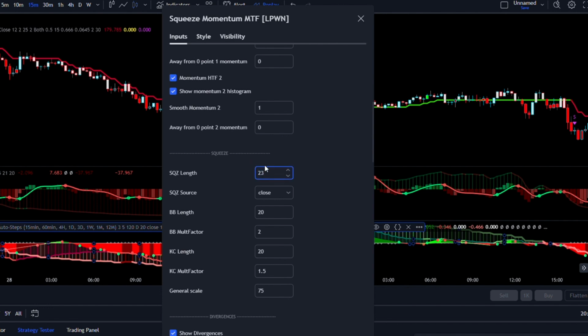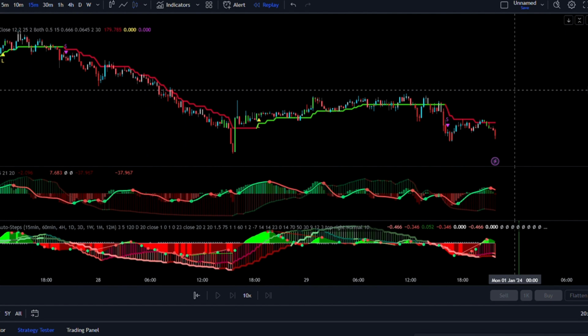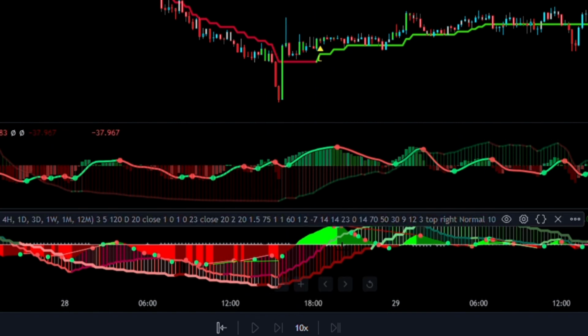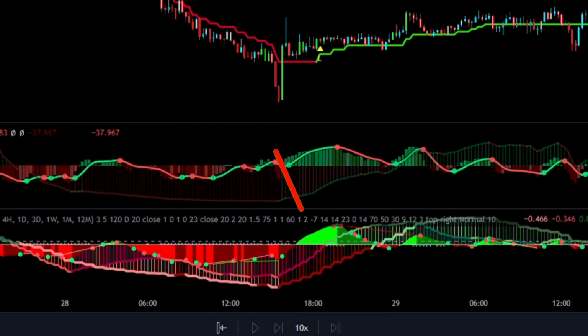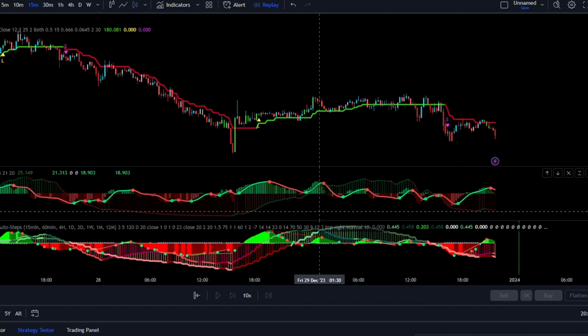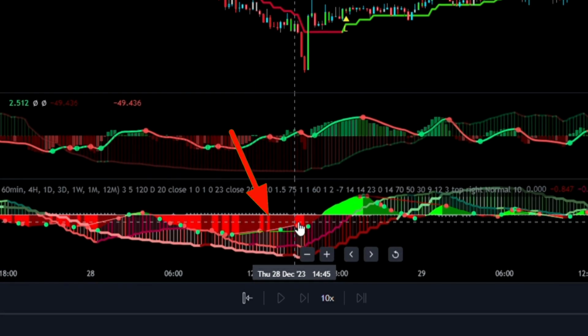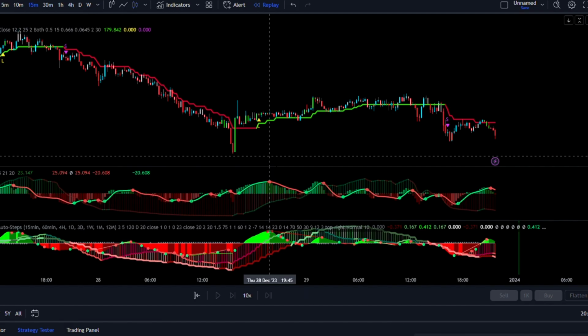Then we need to scroll down, and under squeeze we're going to change the SQZ length from 20 to 23. So in this strategy we're going to be using this to confirm our entry signals by making sure when a green circle appears, we also have a green cloud above the 0 level. In addition to this, when we're looking to take a short, we need to make sure that we have a red cloud below the 0 level.